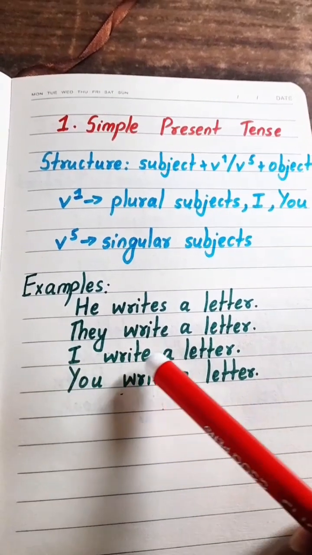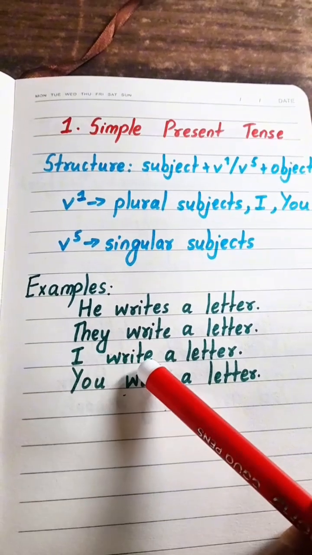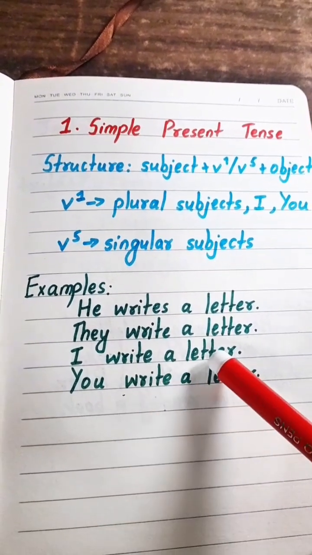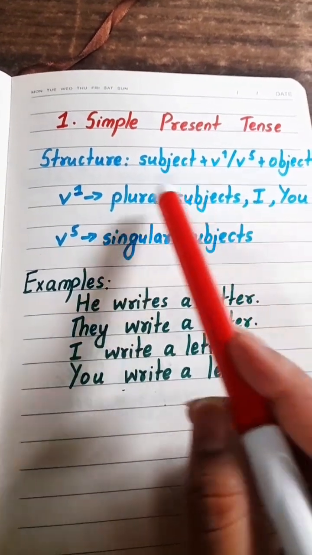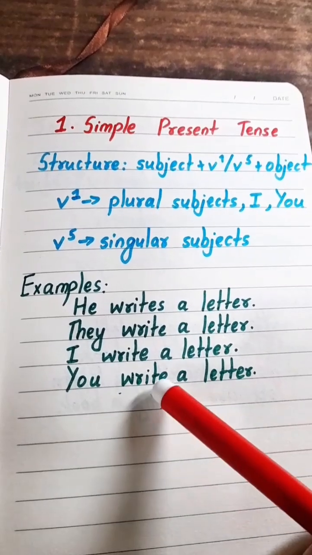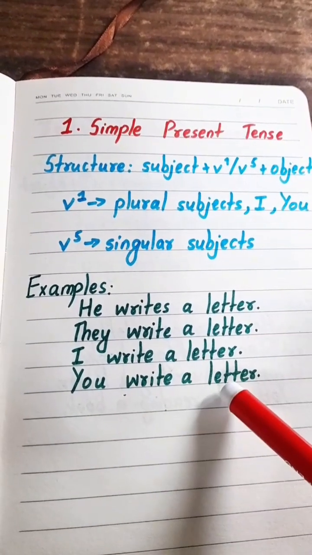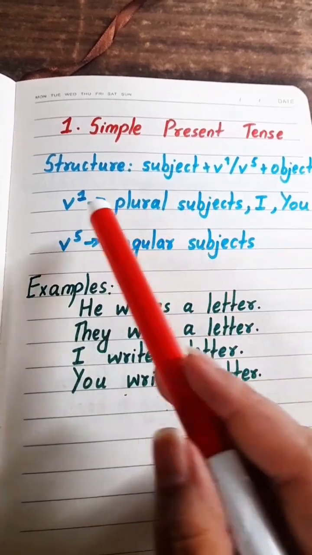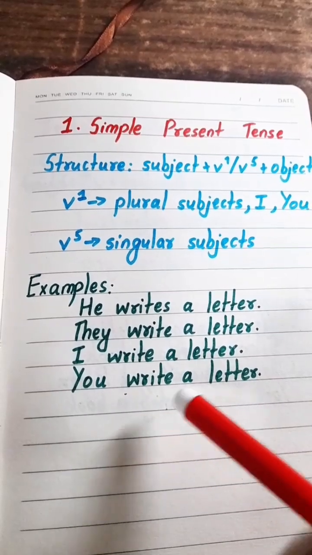Similarly, I write a letter. Here, I is the subject, write is the verb, and a letter is the object. So, for I we use verb 1. So, I write a letter. You write a letter. Subject, verb, object. So, for you, we use verb 1. So, we have used write. You write a letter.